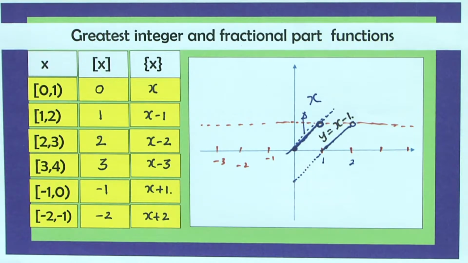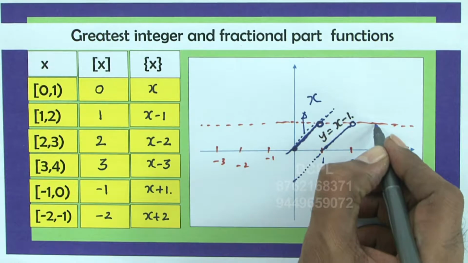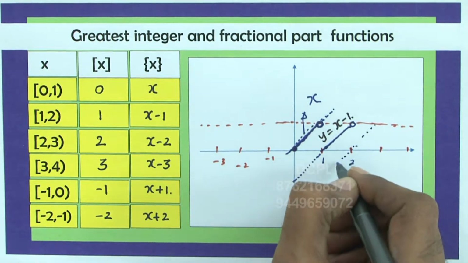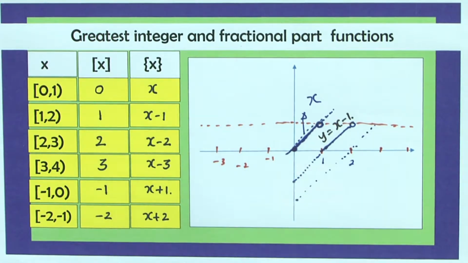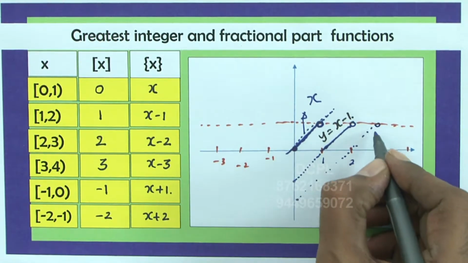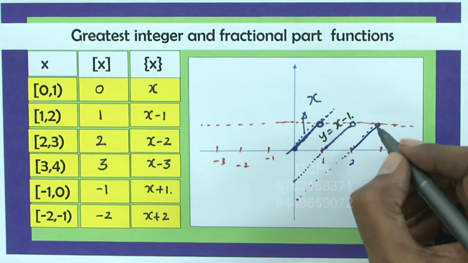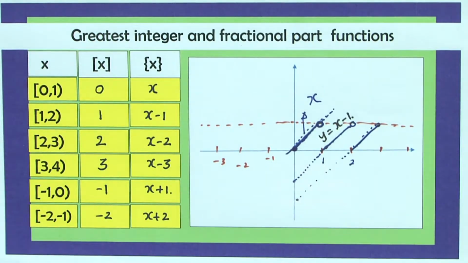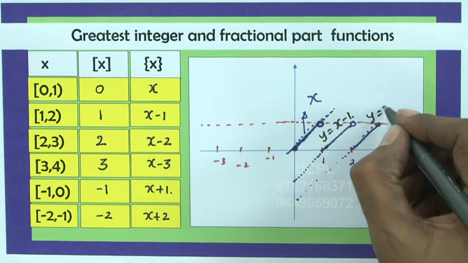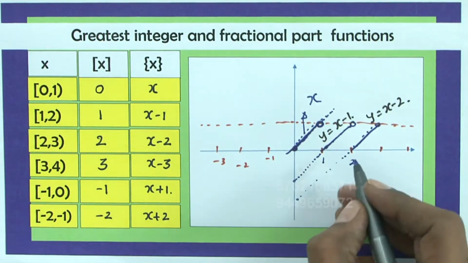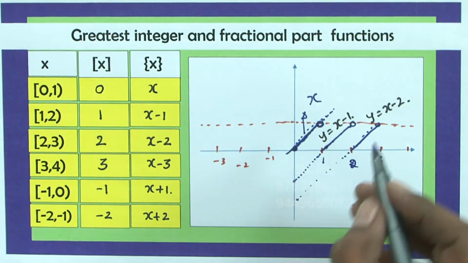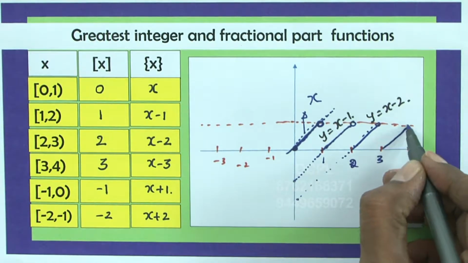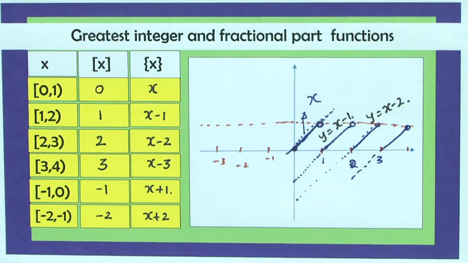The line y is equal to x minus 2 is clearly like this. Is that correct? All these lines are parallel to each other. This is 0, minus 2. So this is actually y is equal to x minus 2. Between 2 and 3, it is x minus 2. Between 3 and 4, it is x minus 3 and so on.